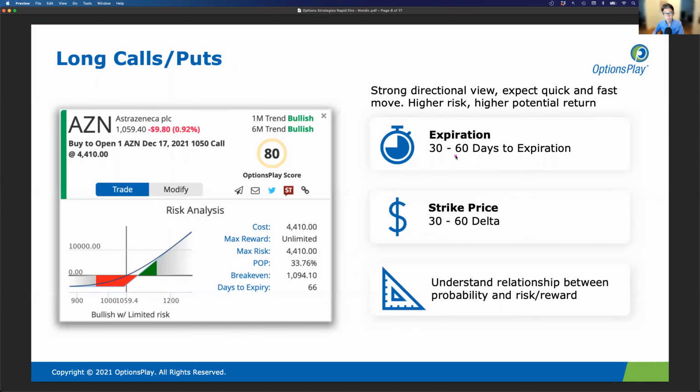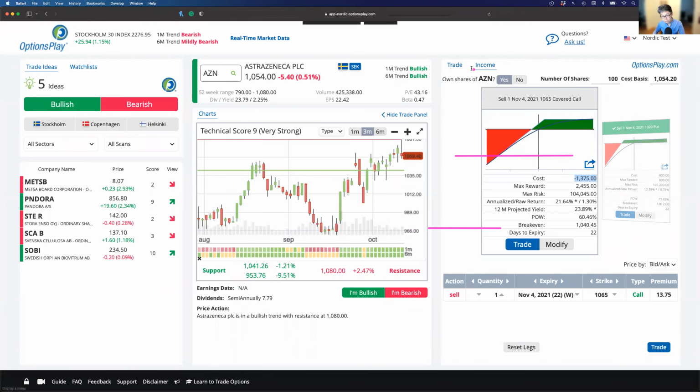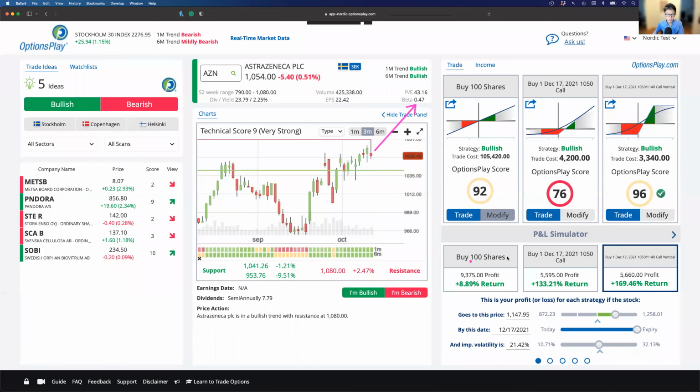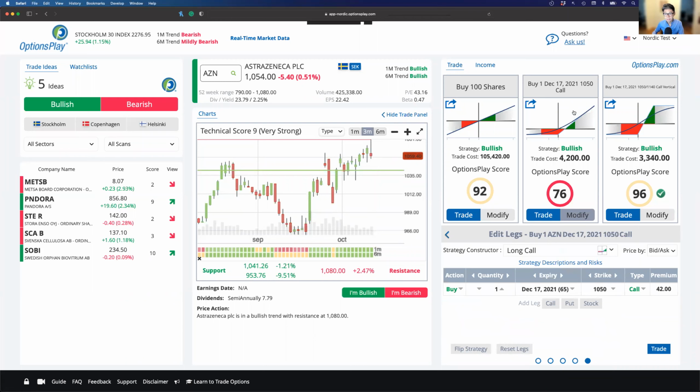And the rule of thumb here is generally to go out closer to about 60 days to expiration whenever you're buying a call or a put. And strike prices can range from anywhere from 30 to 60 deltas. So let's just look through an example here for AstraZeneca. Let's say I think AstraZeneca will continue to move higher here. So let's say I'm looking at a December 1050 call. This is 65 days to expiration. That's roughly the 60-day expiration that we're looking for.